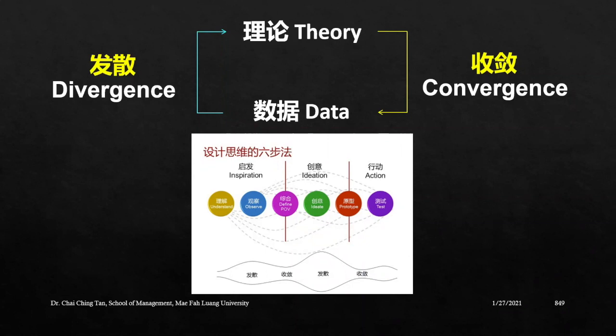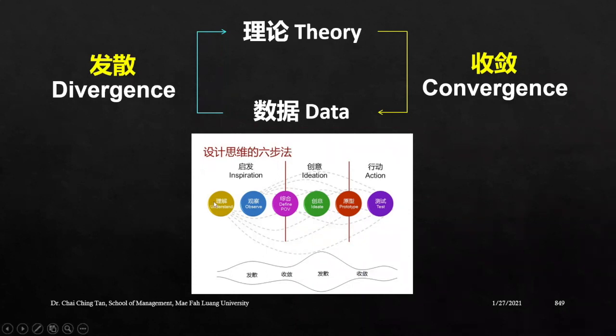Will it work? Will it give me the return? How confident am I? That is your intelligence. If you don't have intelligence, your convergence is weak. You will be just doing this, doing that. Okay. So convergence and divergence is the process of business strategy.